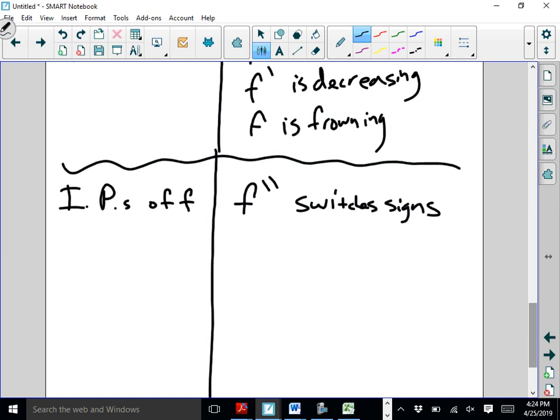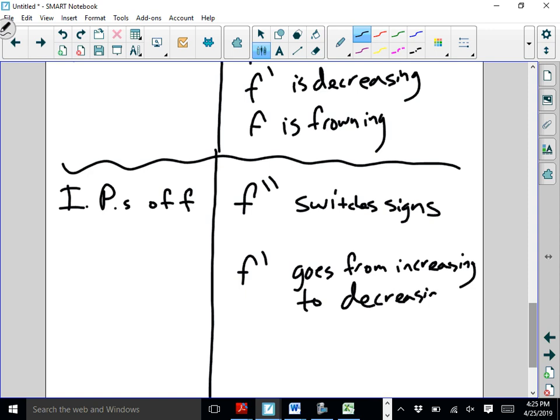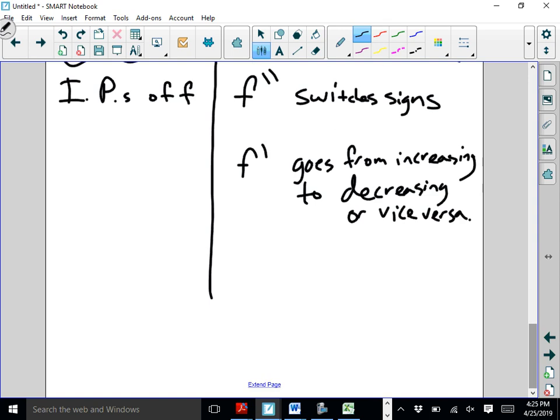What about on an f prime graph? Well, on an f prime graph, again, it's when we switch concavity. So it's when f prime goes from increasing to decreasing, or vice versa. Okay. And on an f graph, f goes from smiling to frowning, or vice versa.